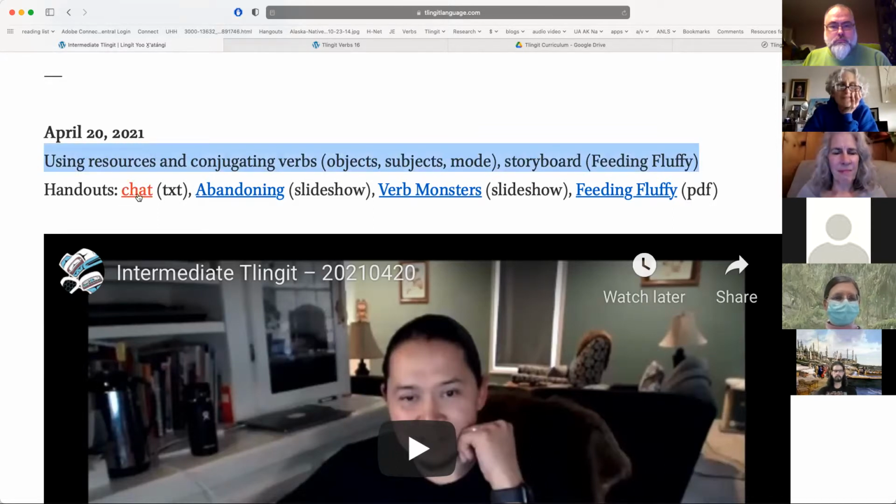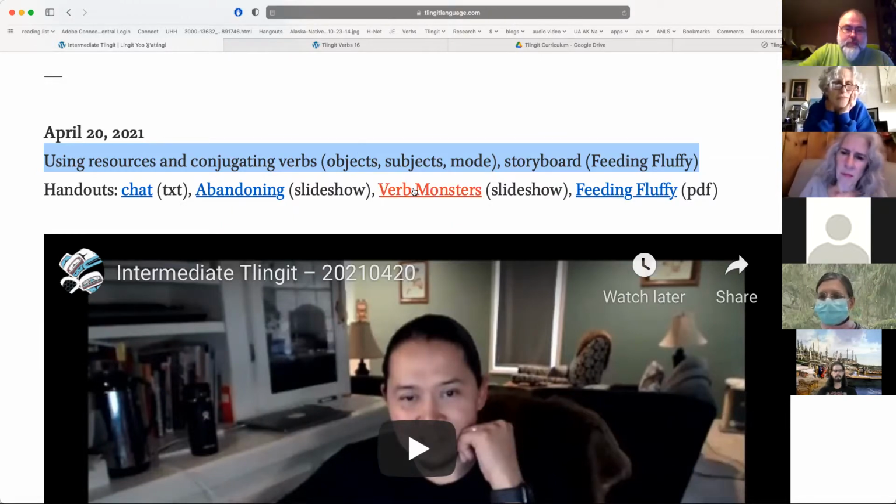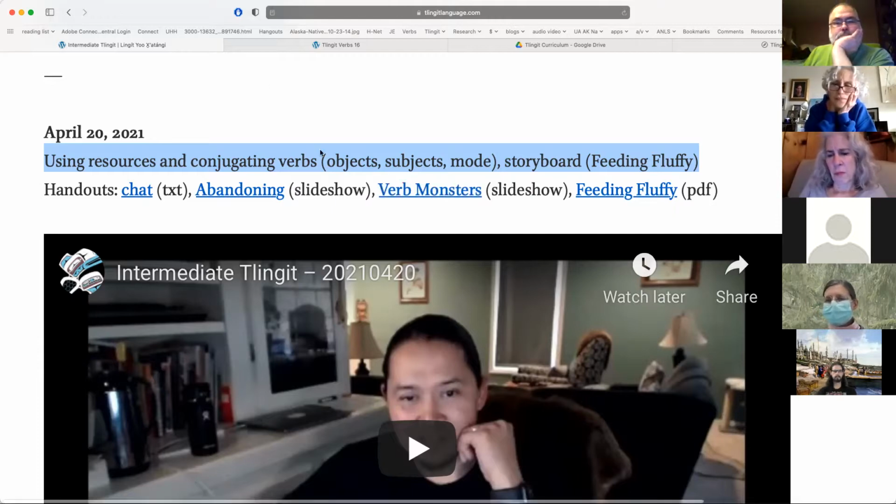And then there's handouts. So the text from the chat, which I haven't been keeping an eye on. Oh, yeah. Okay, I'll show you where that is. And any of the slideshows that we go over. So that little readings in Tlingit. Try not to read too far ahead, because we're going to do a little bit of translation as we go. But any slideshows that we go over, I'll put them up there so you can have them. Use them, teach them, change them, do whatever you want with them.